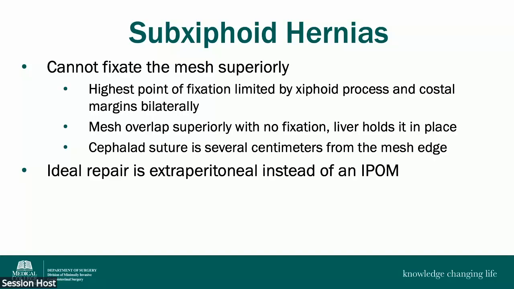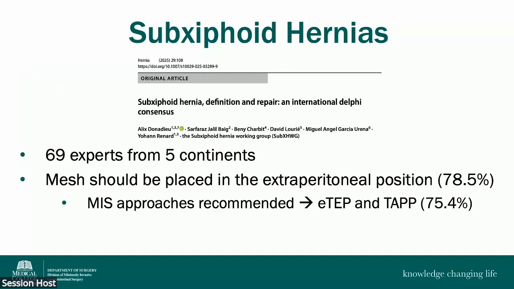But truly the ideal repair that's been described is extraperitoneal for these repairs. So you can technically do an IPOM, but always remember that your highest point of fixation has to be the xiphoid. But in order to get that 5 centimeters of overlap, you have to make sure that the superior portion of the mesh is not fixated. This was recently published in Hernia, actually, this year.